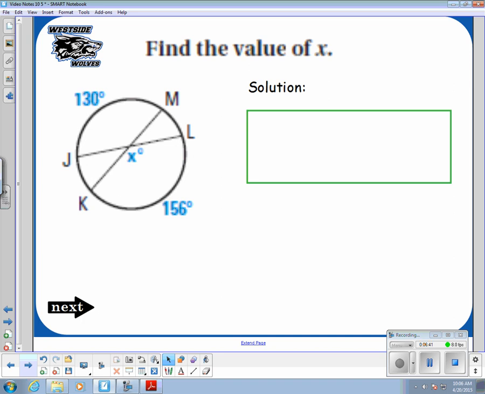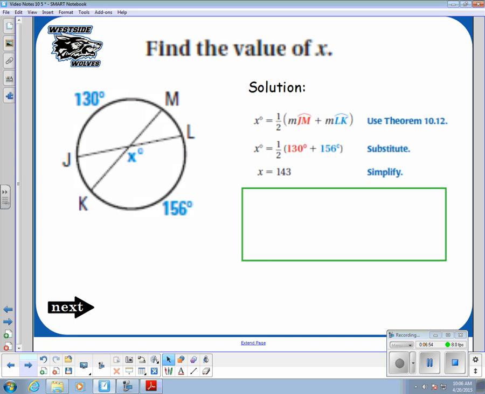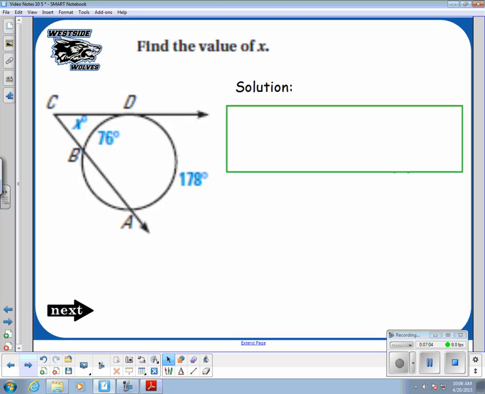All right, so practice this one. Pause the video and see how you can do. Okay, so let's see how you did. There's your solution right there. Oh, it's the same problem. I guess you don't get to do that one again. All right, so here we go.